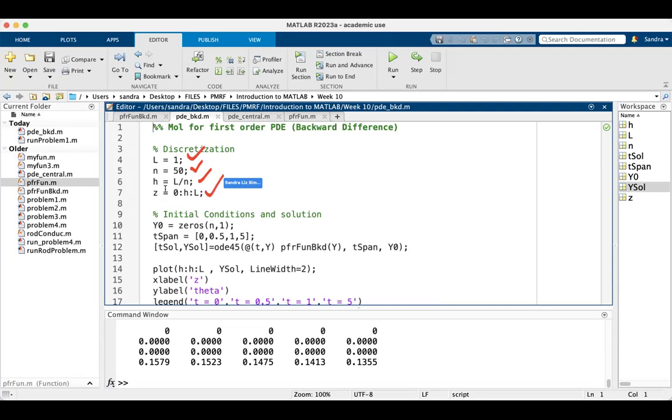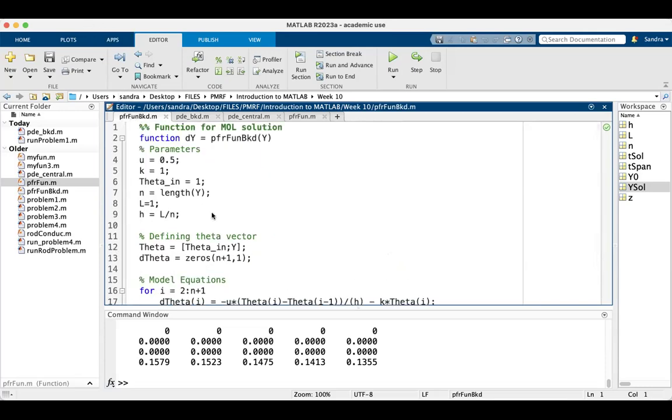Now I am declaring all y to be zeros. Remember, I will have n y values, not n plus 1. I will only have n y values. My t-span is what is given to me in the question, that is 0, 0.5, 1, and 5. So this is my ODE function, this is my t-span, and this is my y0, all zeros. Now going back to my PFR function. First I'll write all the constants, u, k, and theta in, that's the starting value. For the length, if you directly take the length of y, you'll be getting n.